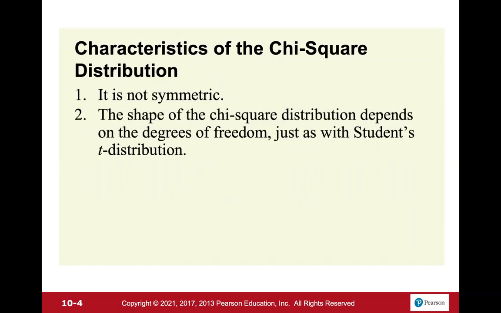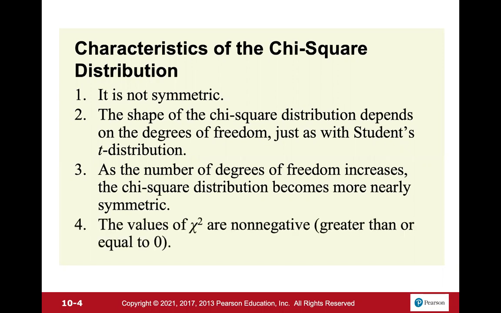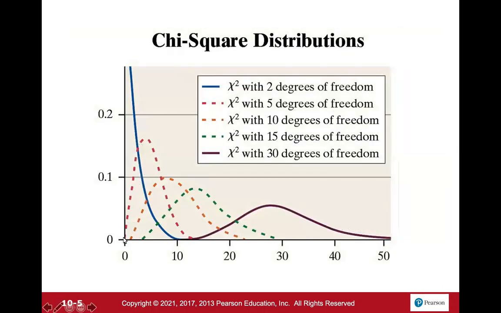Characteristics of the chi-square distribution. One, it's not symmetric. Two, the shape of the chi-square distribution depends on the degrees of freedom, just like the student t distribution. Three, as the number of degrees of freedom increases, the chi-square distribution becomes more nearly symmetrical, or we could say more normal-ish. The values of chi-square are non-negative, so we don't have an area to the left of 0 whatsoever. It starts at 0 and makes its way to positive infinity. So this is what we're looking at here.